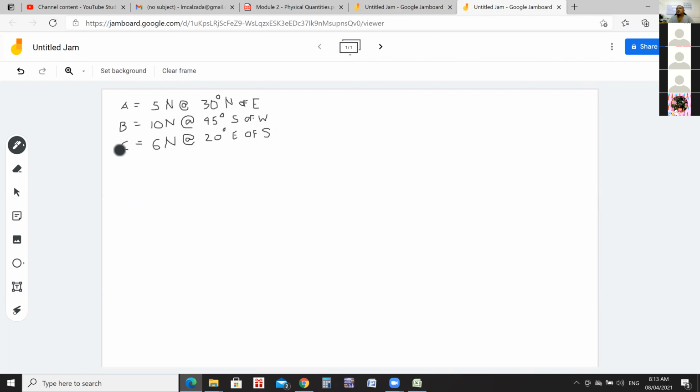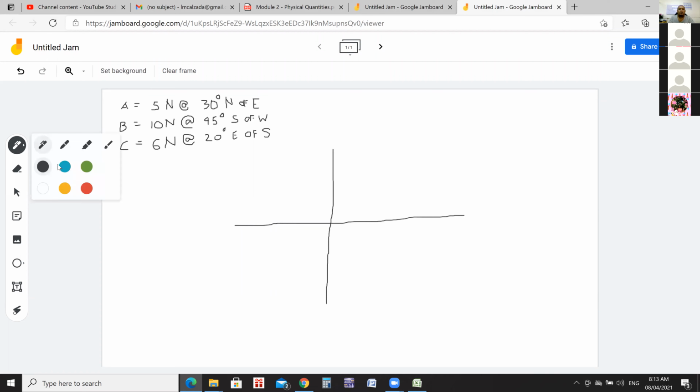We're asked to find the resultant vector. Again, so that we will have an idea of what we are dealing with, we need to draw the given. I will color code it so that it is not so much of a hassle. So the first vector we have is color blue.